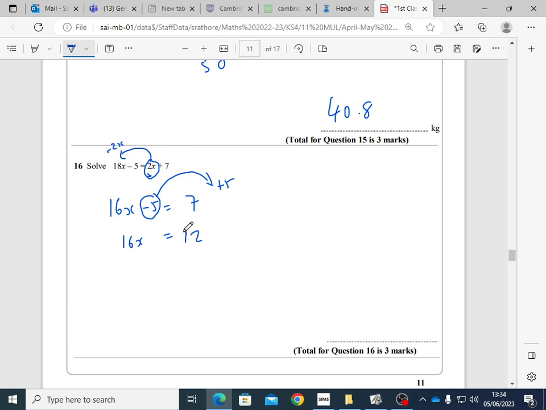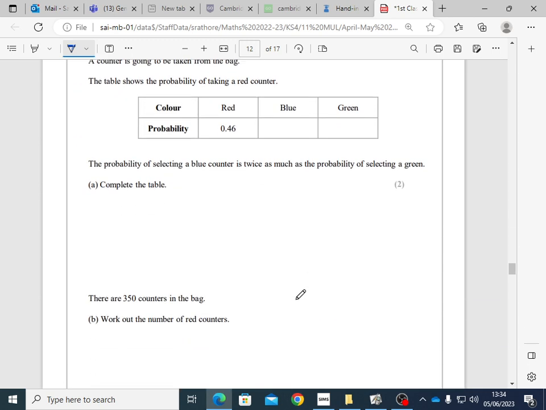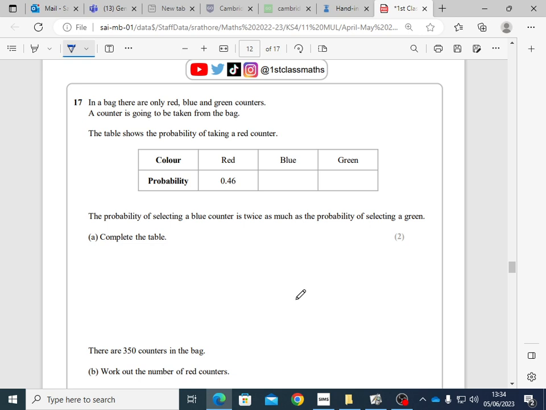Now, I want x. What is this 16 doing to x? It's being multiplied. What's the opposite of multiplying? Divide. So 16 divided by 16 is just 1x. And that's just going to be 12 over 16. So what goes into there? Half them. That's going to be 6 over 8. And then half it again, which is going to be 3 over 4. So you can just say x equals 3/4, or if you want, 0.75. Don't need to change it, but I know some people prefer to write it in decimals. Okay, we're getting there. If we get the whole paper done, that'd be great.